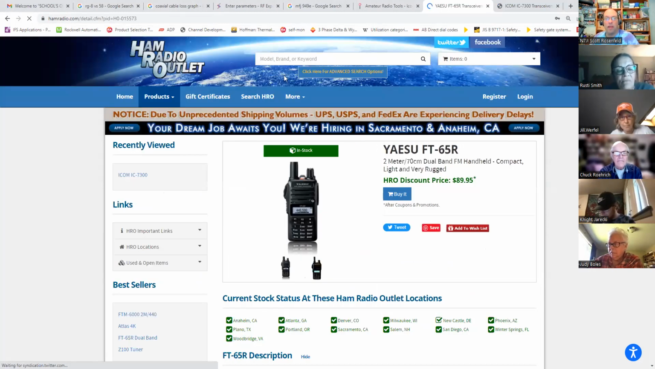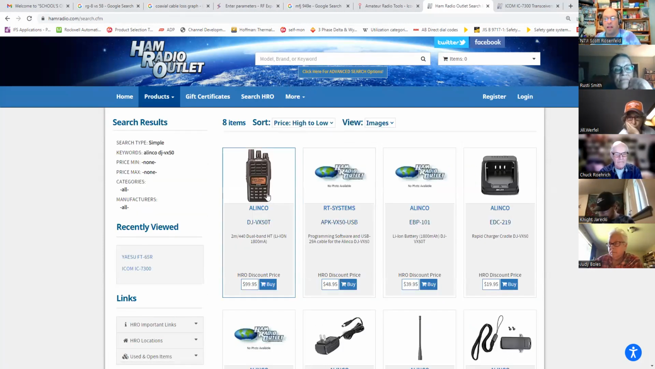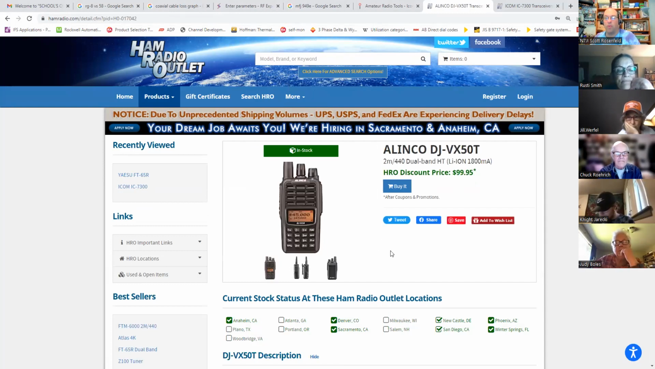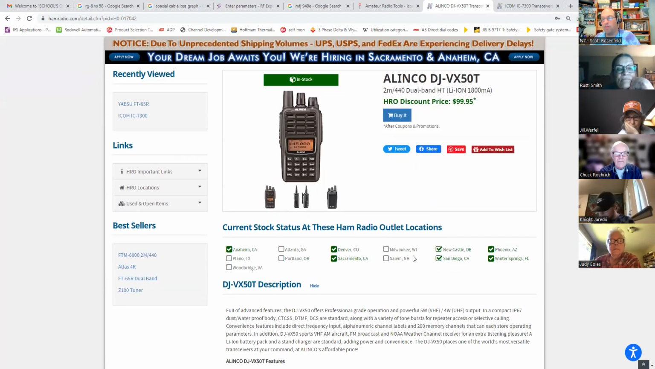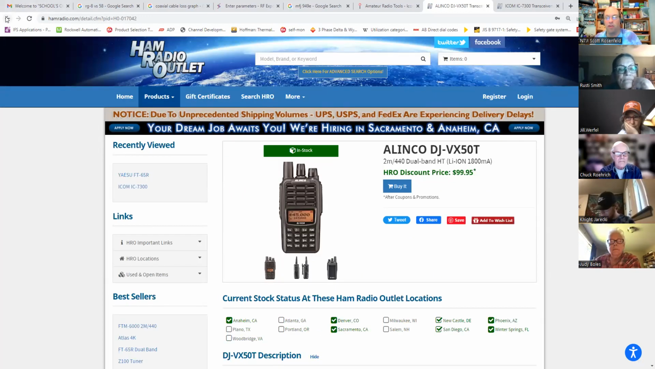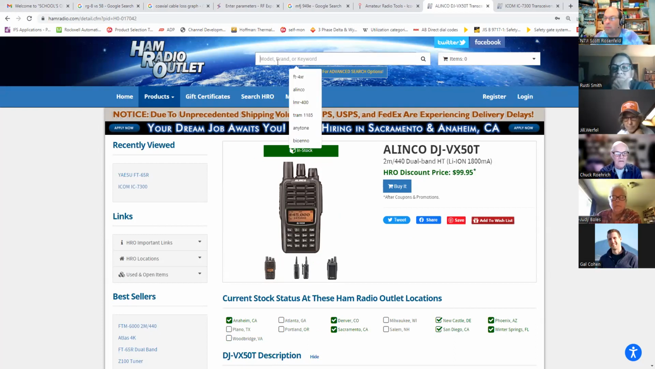There's the Yaesu again, Alinco DJ-VX50. This is a great little handheld, a waterproof, dual band handheld. We bought a bunch of these for the University of Oregon Club. Those devices cover more frequencies than we're allowed to transmit on, right? Well, they won't transmit on them.